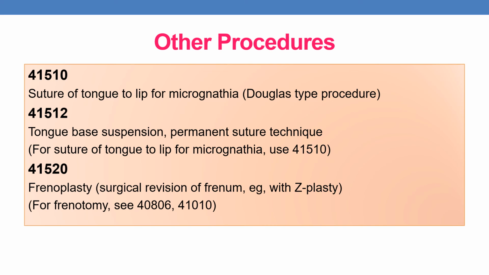Next, coming to other procedures, the first CPT is 41510. It deals with suture of tongue to lip for micrognathia, that is Douglas type procedure. The next is 41512. It deals with tongue base suspension, permanent suture technique.